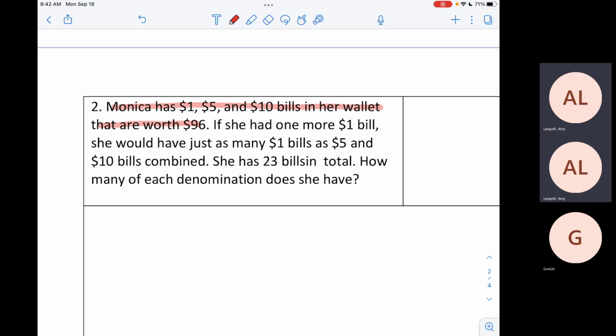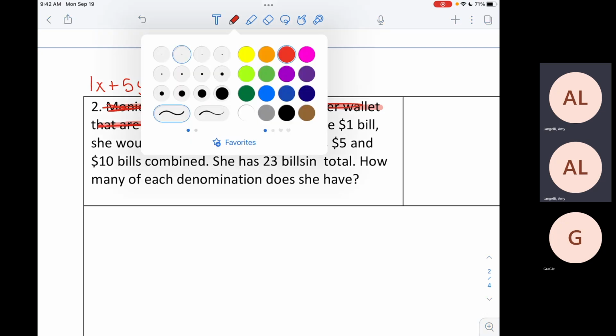Go ahead. 1x plus 5y plus 10z equals 96. That is correct. Everything that had to do with money is in that equation. So that equation is done. I'm going to cross it off so nothing else goes in there.